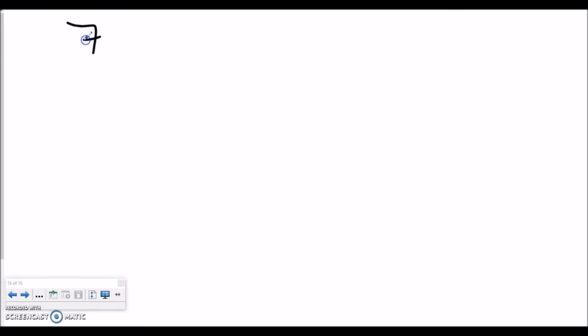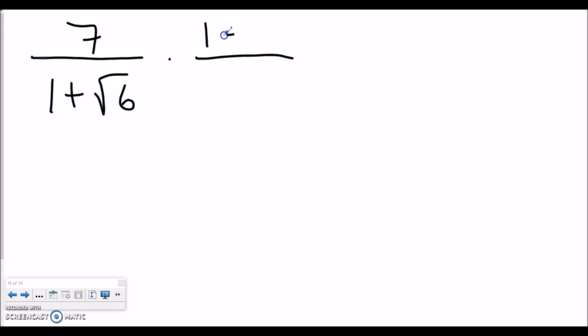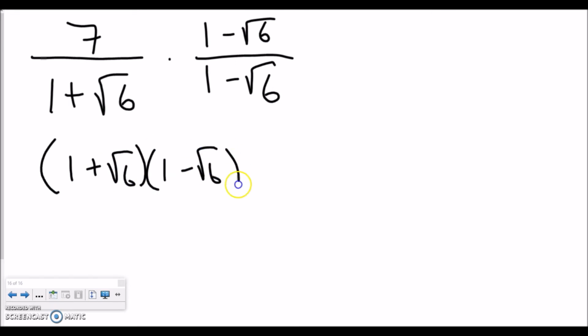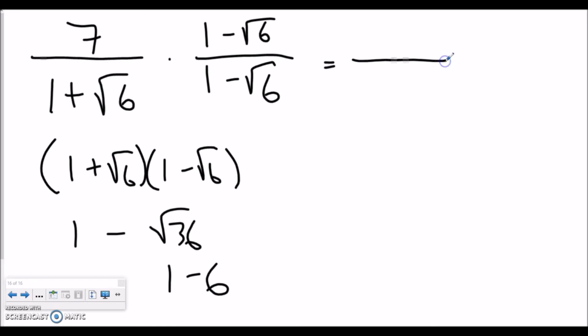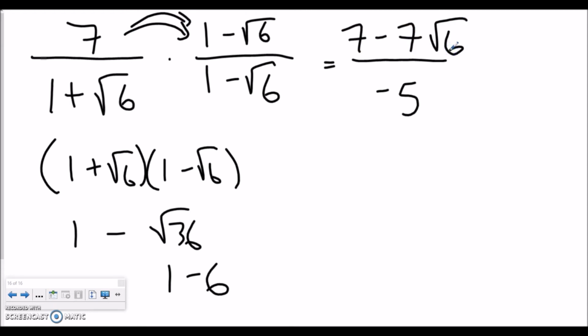Let's do 7 over 1 plus the square root of 6. Can you go ahead and finish it on your own? 1 minus the square root of 6. Again, we will need to FOIL. I'll just do the first and the last. That's just negative 5. Distribute the top. 7 times 1 and 7 times the negative square root of 6. Negative 5.